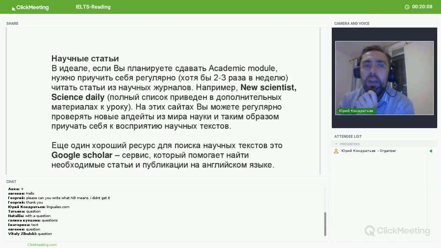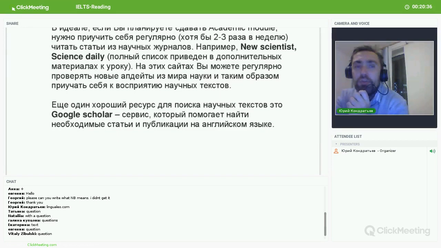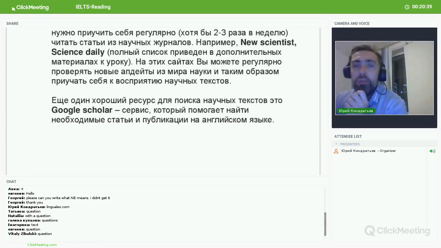So, right, if you're planning to take the academic module, and most people, about 85% of people, according to statistics, take the academic module. So about 2 or 3 times a week, it's advisable to read articles from scientific magazines like New Scientist or Science Daily. You can read about updates from the world of science, and so you can teach yourself to comprehend scientific texts. One more interesting resource is Google Scholar.